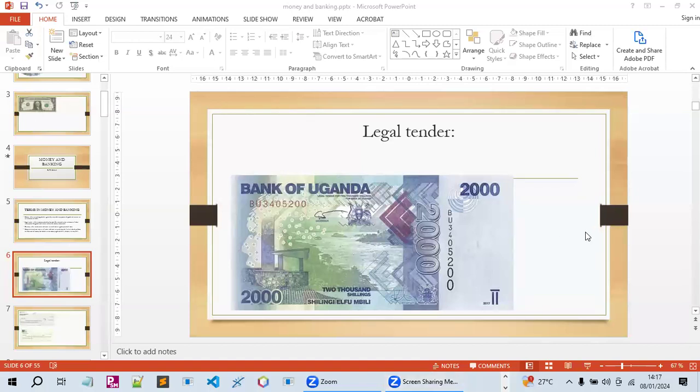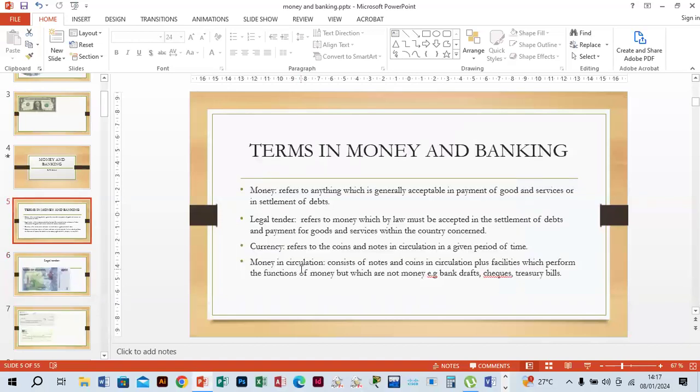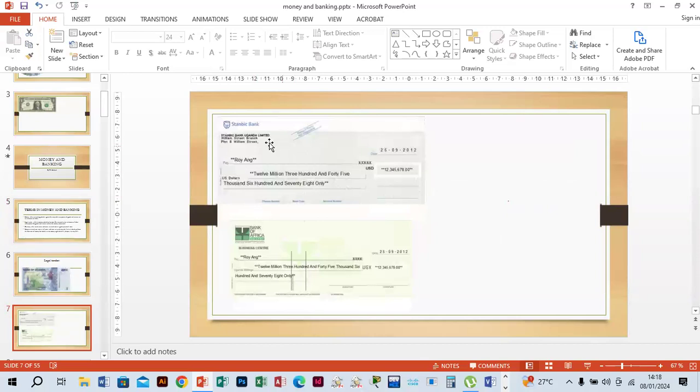Here I was talking about the bank drafts and the checks. They can also be used as a medium of exchange, or in the settlement of debts, in payment for goods and services. For example, a check and a bank draft look like this. If you've never seen them, that's how they look.